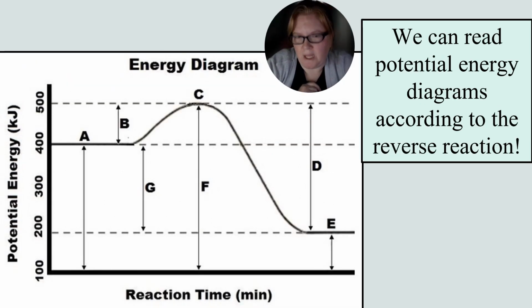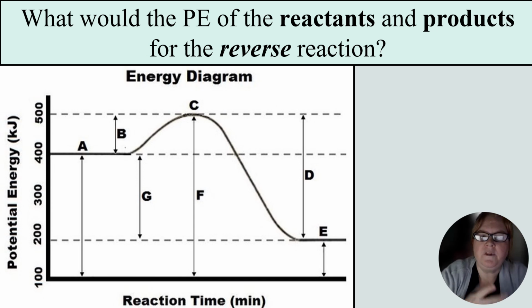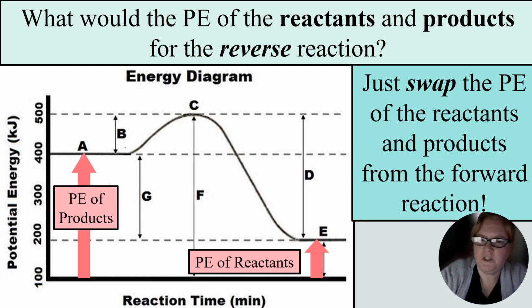Now, we can read potential energy diagrams according to this reverse reaction. So the first thing we do is swap what we're thinking about where products and reactants are. So what would the potential energy of the reactants and products for the reverse reaction be? Well, we just swap where we're thinking about it. So the potential energy of the reactants would be 200. The potential energy of the products would be 400, both in kilojoules, okay?